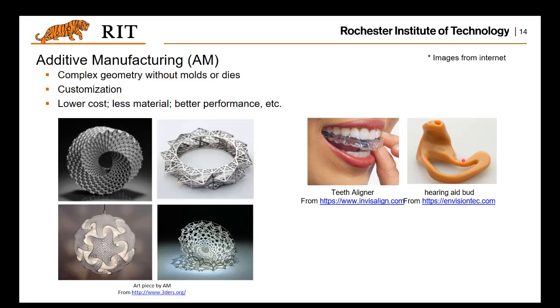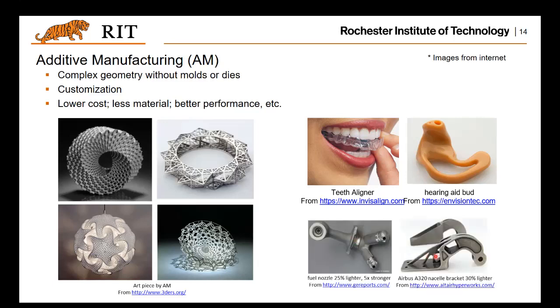These two show two customized products enabled by additive manufacturing. The left one is the invisible teeth aligner, and the second one is the customized hearing aid bud. These are, I would say, the most successful applications for additive in terms of customized medical devices.